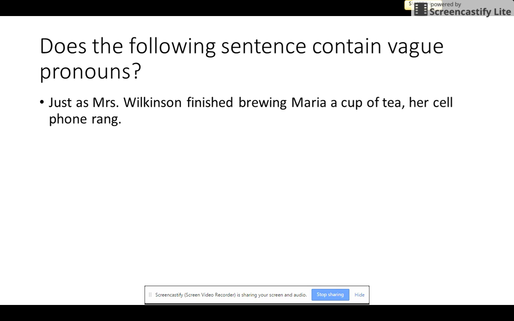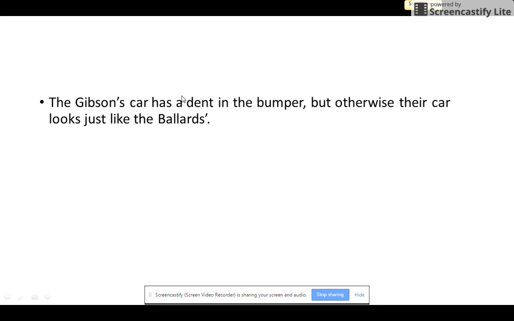Just as Mrs. Wilkinson finished brewing Maria a cup of tea, her cell phone rang. We need to find our pronoun, which is her. Ask ourselves, who is her? We don't know if her is Maria or Mrs. Wilkinson. This sentence is vague. This is a vague sentence.